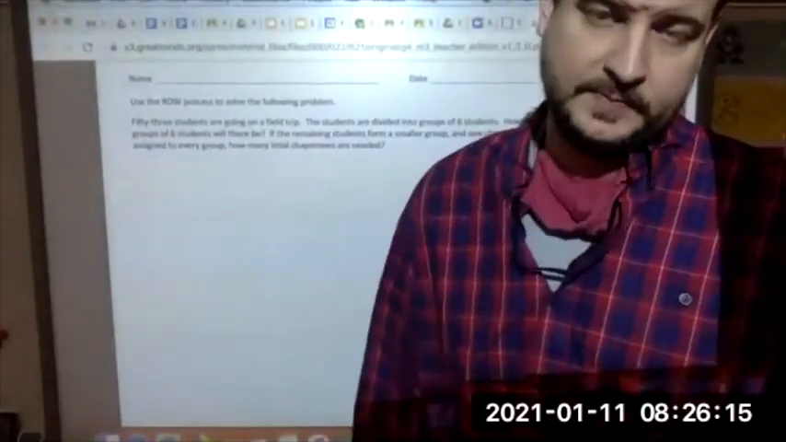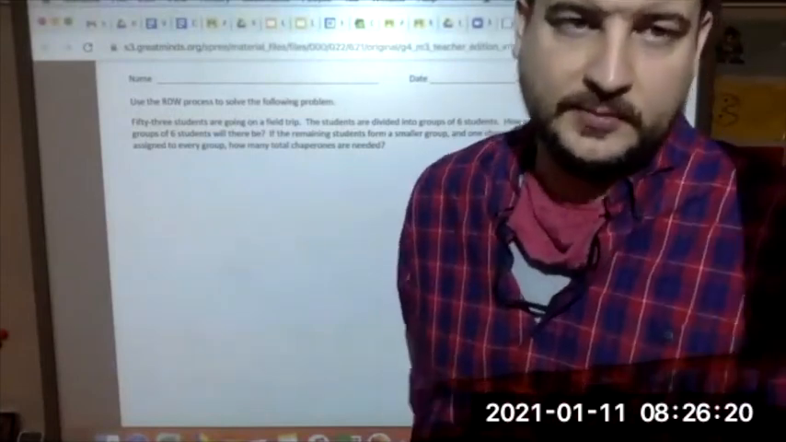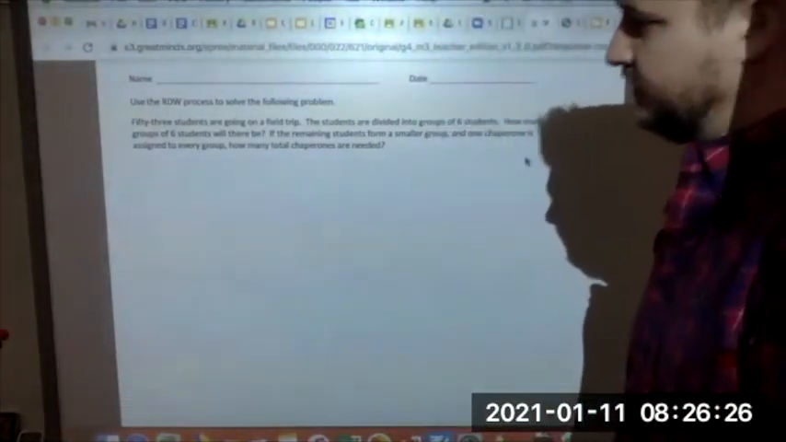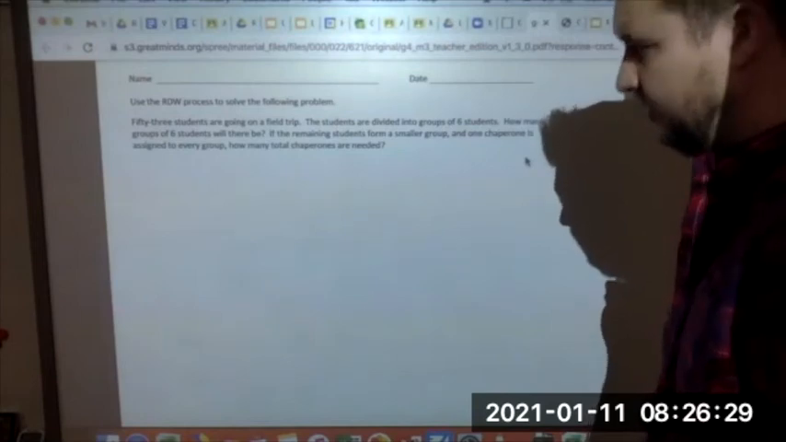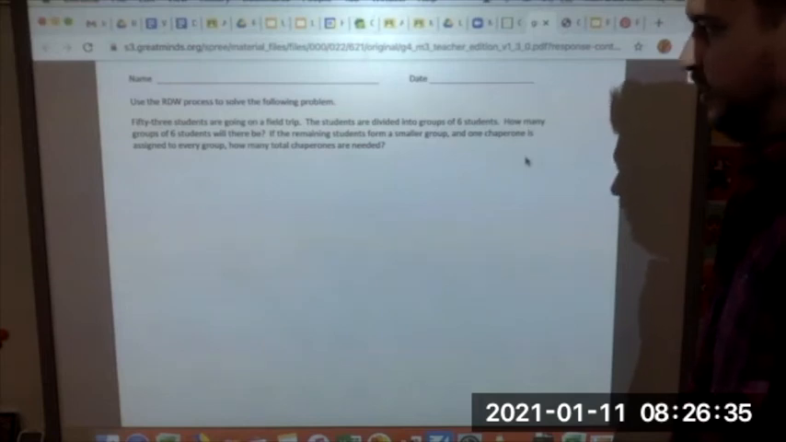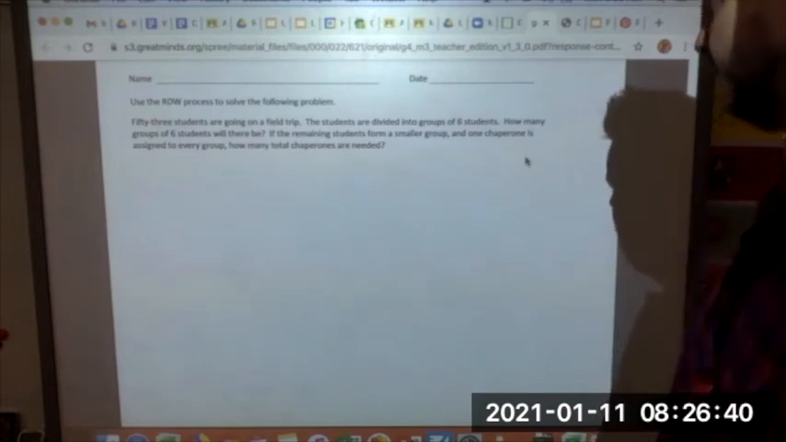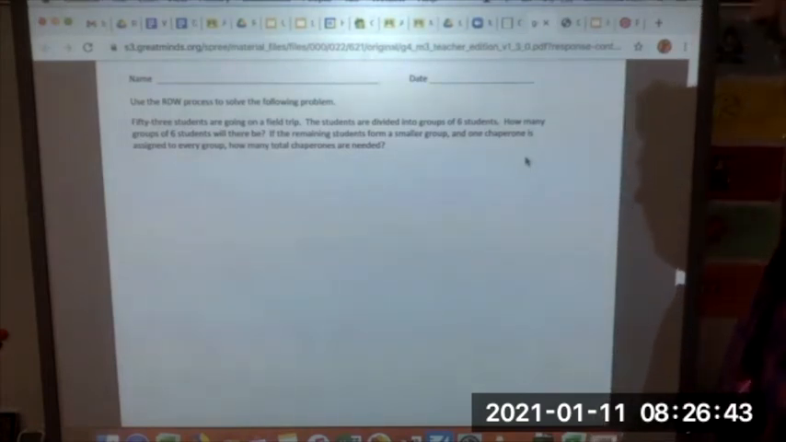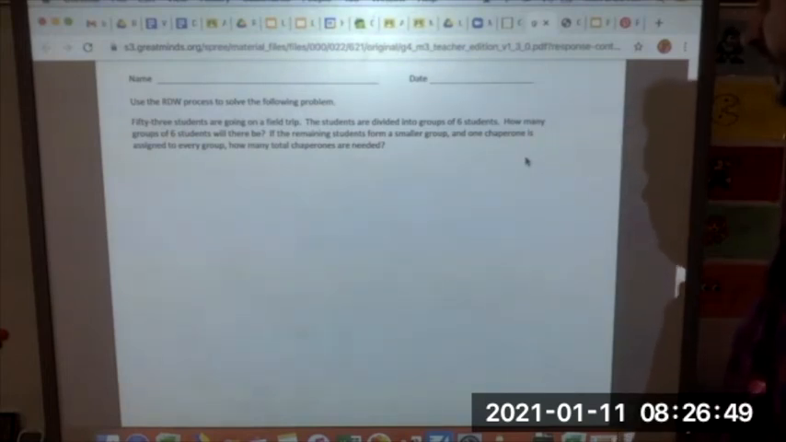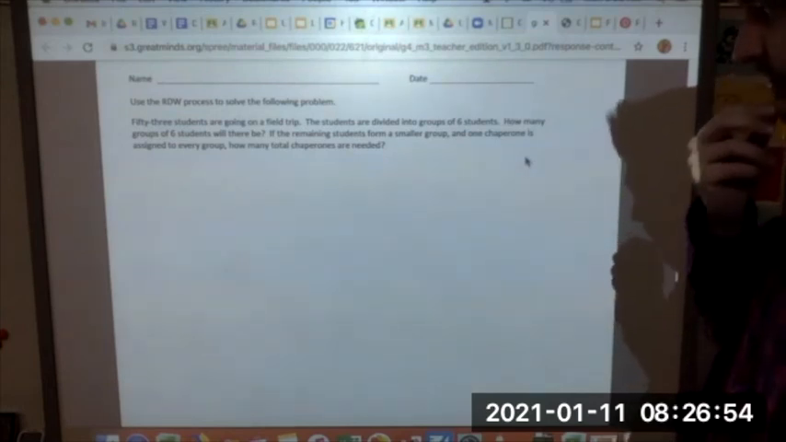This question is perfect because it goes along with one of the questions I asked earlier about figuring out what to do with the remainder. So the question is, use the RDW process, read, draw, write process to solve the following problem. 53 students are going on a field trip. The students are divided into groups of 6 students. How many groups of students will be there if the remaining students form a smaller group and one chaperone is assigned to each group? How many total chaperones are needed?